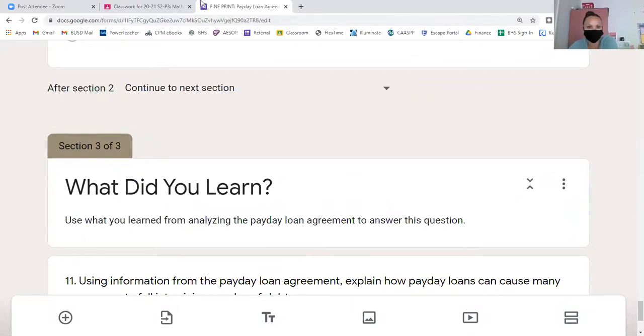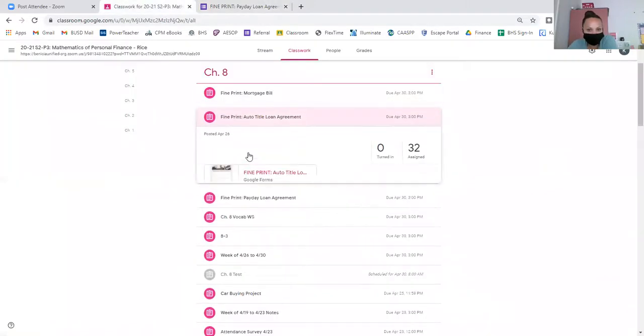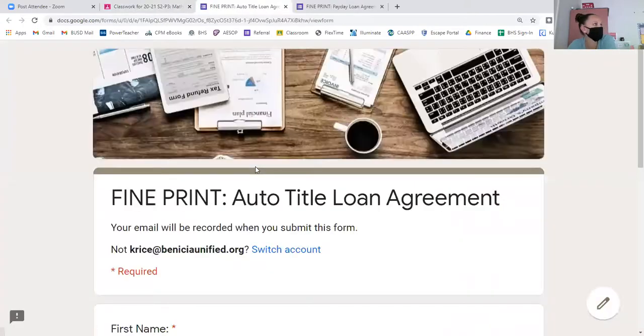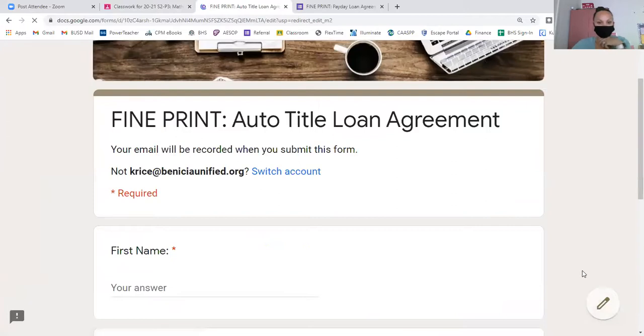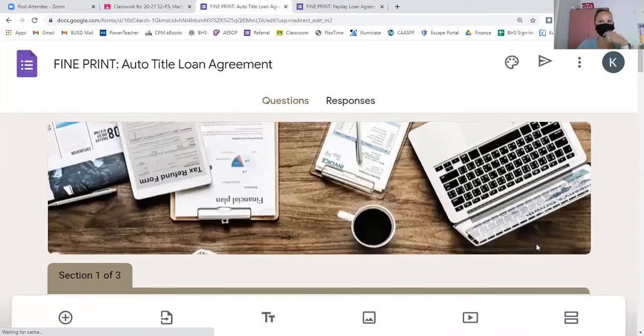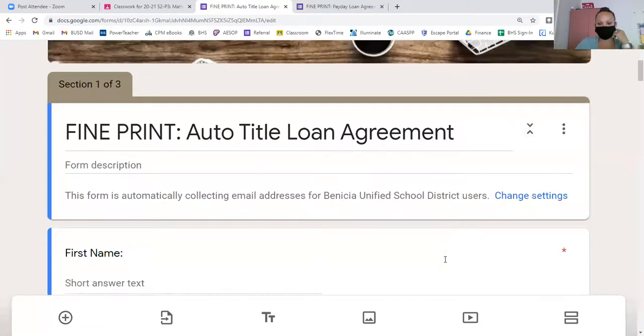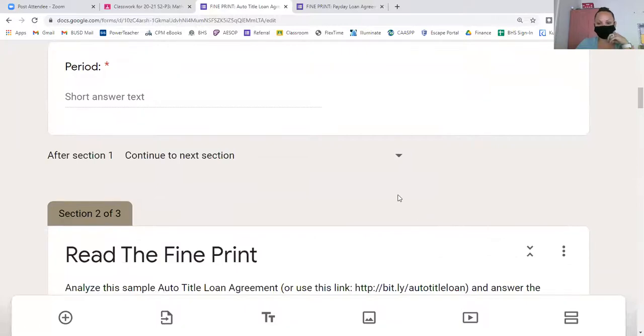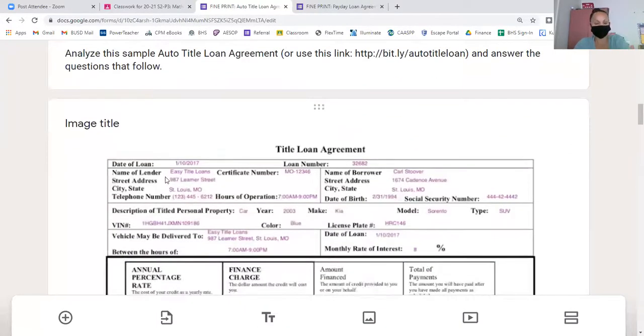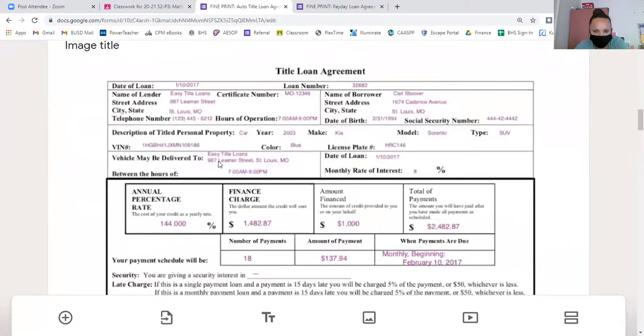Was this something worthwhile? Then there's also an auto title loan agreement, same exact concept. Remember, an auto title loan is you own your car and then you take it and put it up for collateral. And so you get a loan from them. And if you don't pay it, they can come take your car away. So here, Easy Title Loans is who's giving this to Carl Stover, their information, his information. It's a 2003 Kia Sorento that is blue, VIN number, license plate number, says where to bring the car if he can't make his payments.